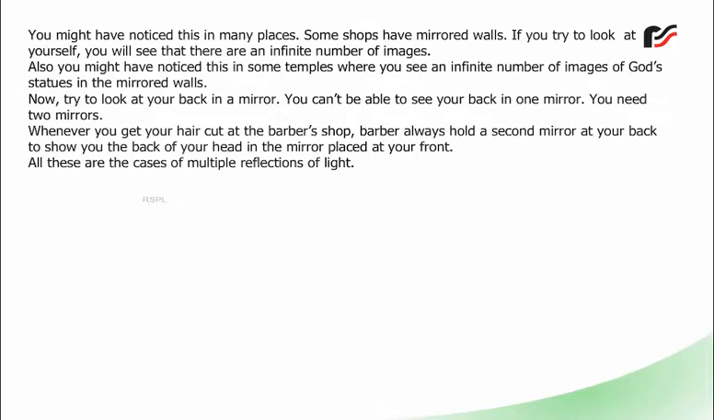You might have noticed this in many places. Some shops have mirrored walls. If you try to look at yourself, you will see that there are an infinite number of images. Also, you might have noticed this in some temples, where you see an infinite number of images of gods' statues in the mirrored walls. Now, try to look at your back in a mirror. You won't be able to see your back in one mirror. You need 2 mirrors. Whenever you get your hair cut at the barber's shop, the barber always holds a second mirror at your back to show you the back of your head in the mirror placed at your front. All these are cases of multiple reflections of light.